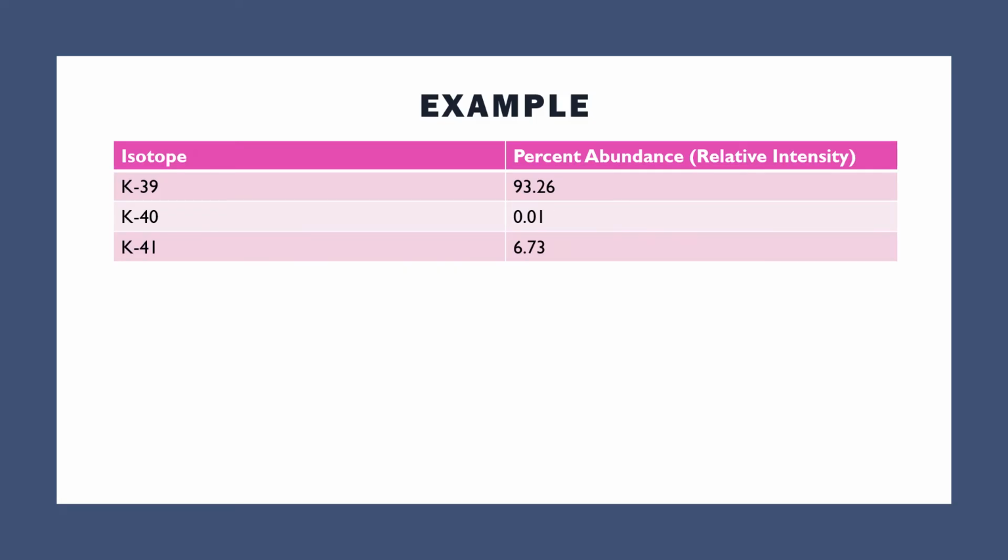So let's look at a few examples. In this example, we have a data table with some information about potassium. So we have 3 isotopes, potassium-39, 40, and 41.